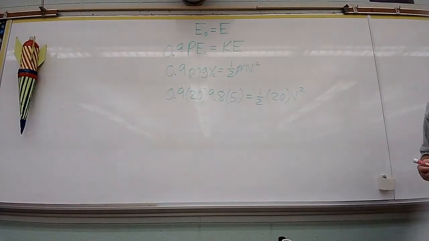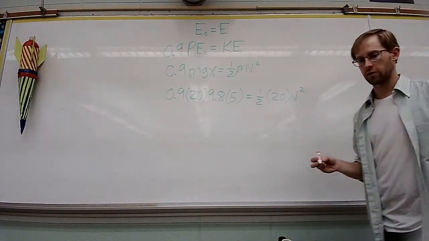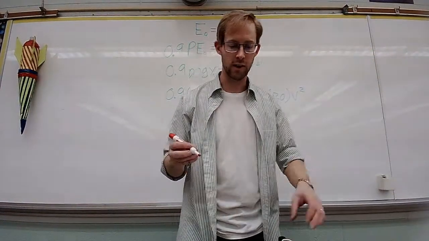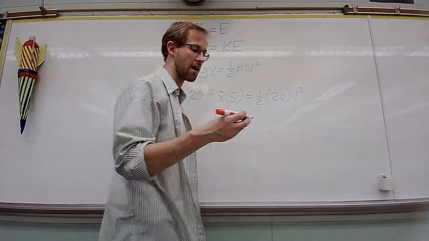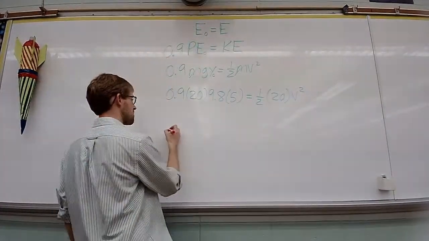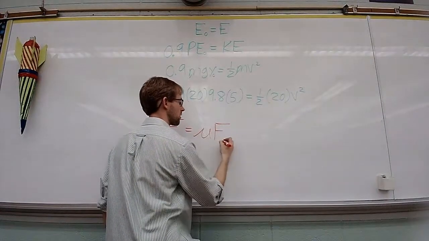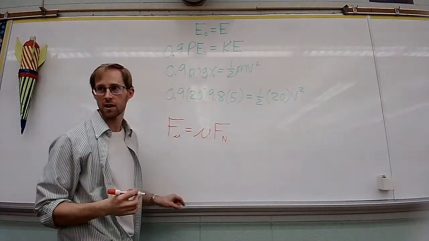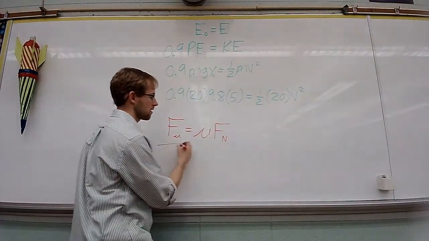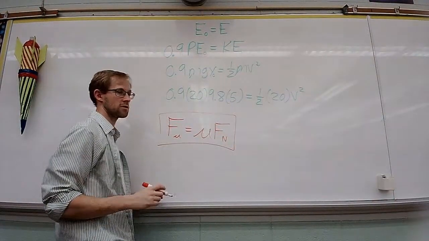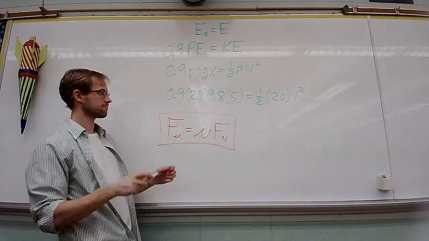And the very last thing that I'll mention here is friction. Friction also rears its ugly head in problem number 5, letter C. You must remember that force of friction is equal to the coefficient of friction times normal force. Of course, this is also on your formula sheet. I just wanted to make you aware of it.